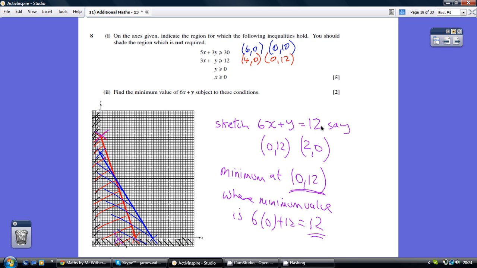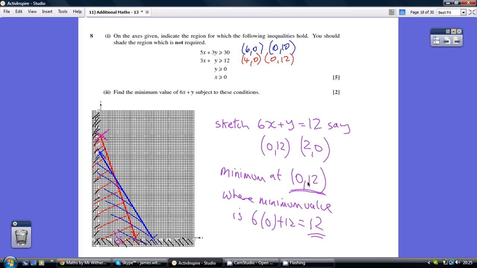Given this is the line I need, when x is 0, y is 12, and when x is 2, y is 0. That would give me this line joining these two purple points. Then really what you need to do is imagine that line moving out in a parallel fashion, and which point do you get to first, because we're looking for the minimum. Well, as it happens coincidentally, that point there is literally one of my points. That is my point (0, 12). So I've already hit my minimum point. So my minimum is at (0, 12).